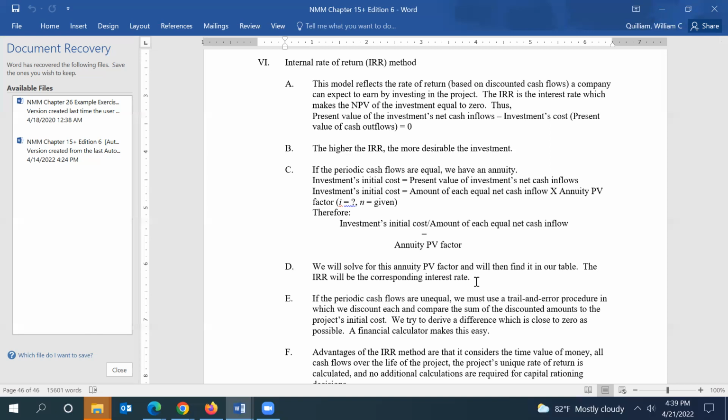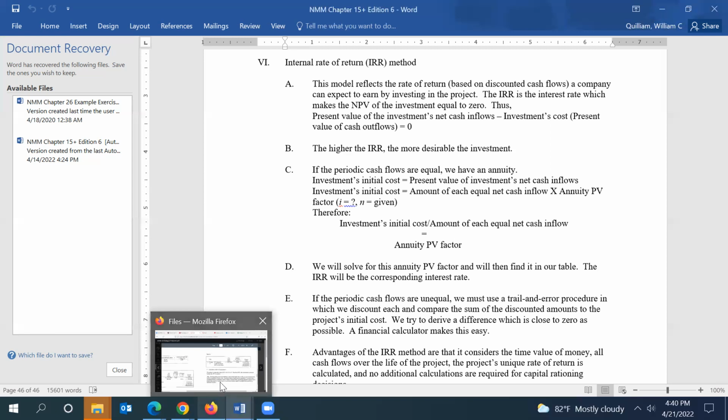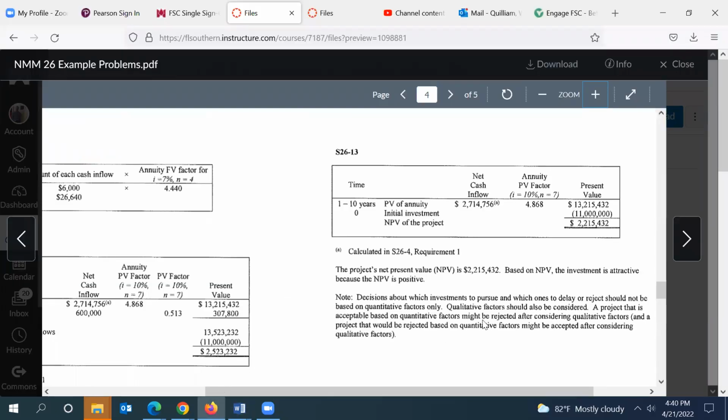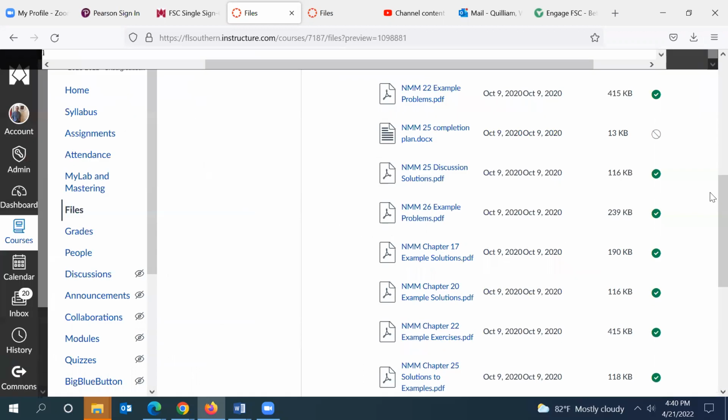So let me go ahead and show you an example of this. If I turn back here to the PDF that I have of the example problems. Whoops.